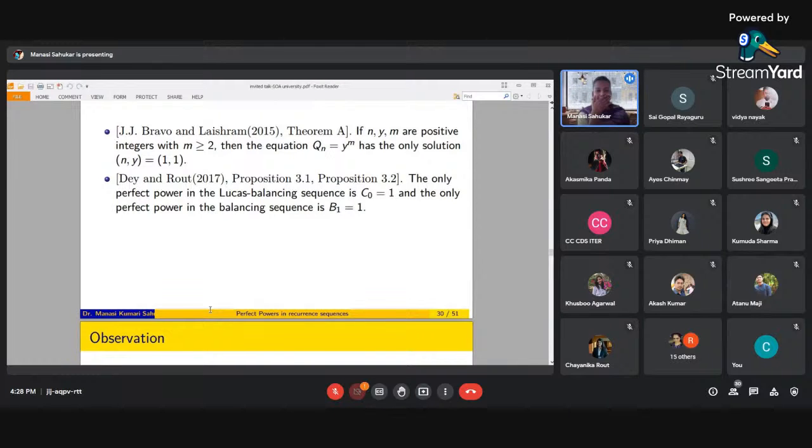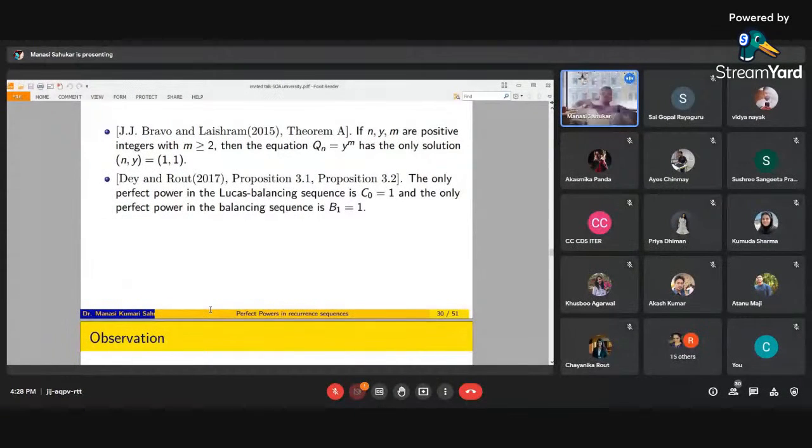Then Dey and Rout in 2017 proved that the only perfect power in the Lucas-balancing sequence is C0 = 1, and the only perfect power in the balancing sequence is B1 = 1. There is no other perfect power in the balancing sequence or the Lucas-balancing sequence. They already proved this in 2017.